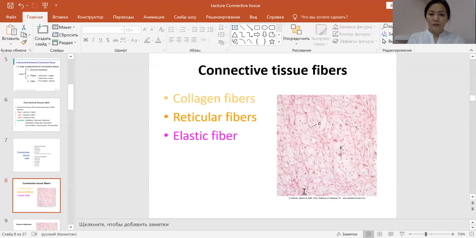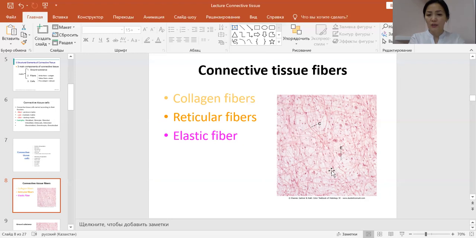And we said that the matrix of connective tissue consists of fibers and the ground substance. The fibers are divided into collagen fibers, reticular fibers, and elastic fibers. Here we can see loose connective tissue, which consists of thick collagen fibers, because the thickest type of fibers are collagen fibers, which are also divided into many types. For example, collagen fibers type one, two, three, and so on.